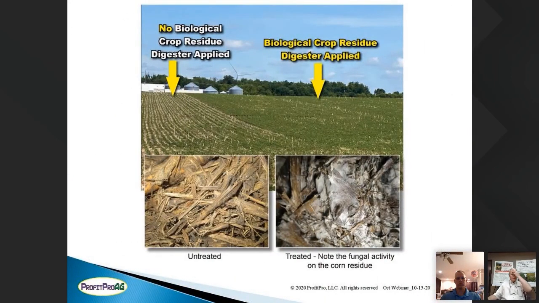Here's a field where we put out the residue digester on the right and nothing on the left. And look at the difference in the growth of that crop. Now, I'm going to tell you one other thing that this residue does. When you go out and spray your herbicide across those fields, where you have a lot of residue, that's going to keep your herbicide from reaching the soil where the weeds are, and it's also going to soak up the herbicide. So it has a dramatic effect on weed control.